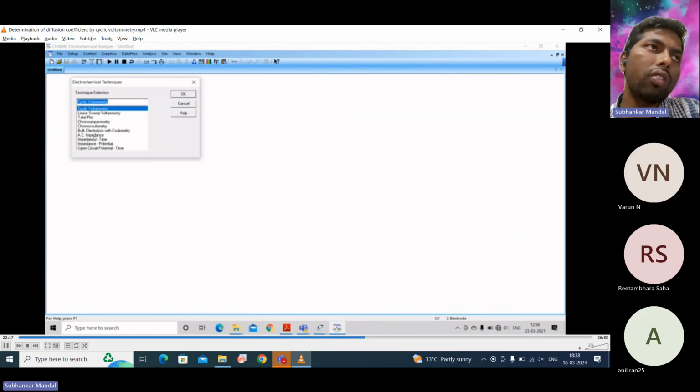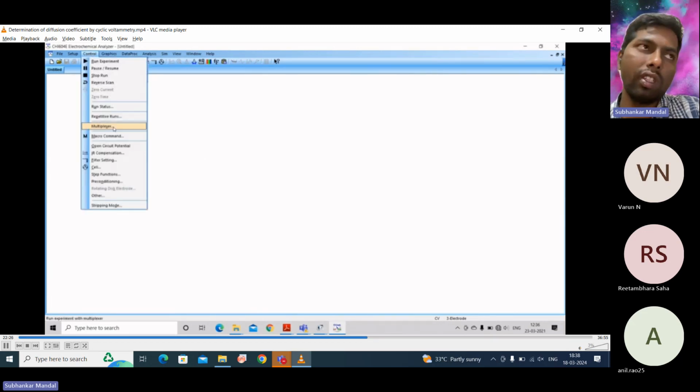So you can go to the T, that is for technique, and as you want to do the CV, that is cyclic voltammetry, you can click cyclic voltammetry and select that.